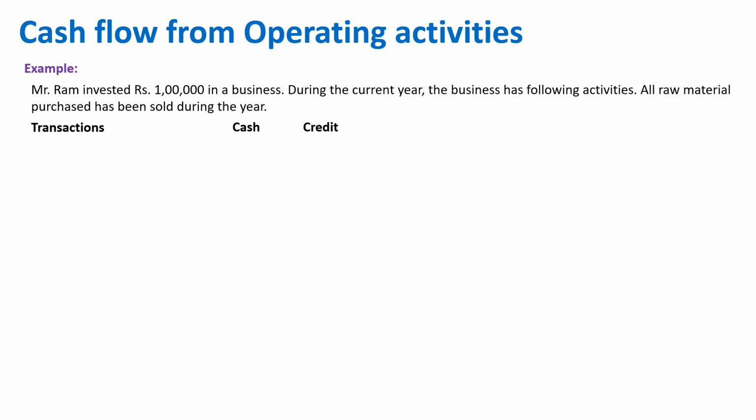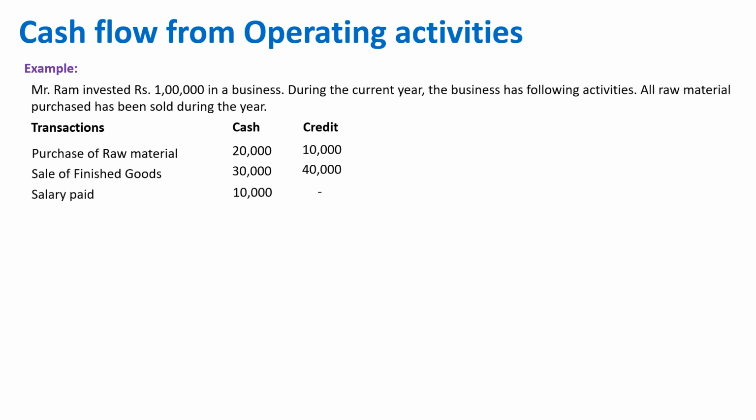So these are the transactions that Mr. Ram did. Purchase of raw material, cash 20,000, credit 10,000. Sale of finished goods, cash 30,000, credit 40,000. Salary paid to employees, cash 10,000, no credit. Bonus payable, which is not paid to the employee, hence it is outstanding as payable, credit.